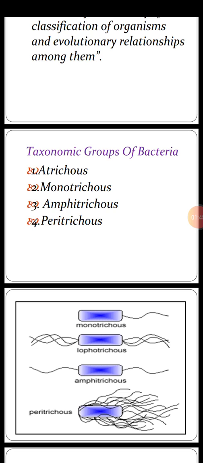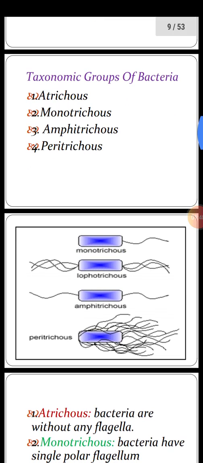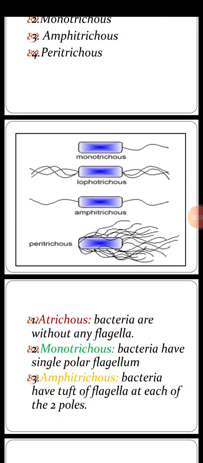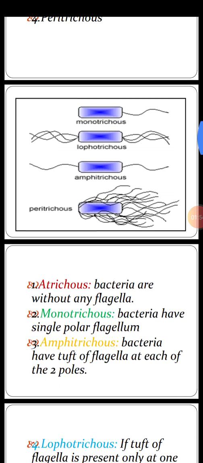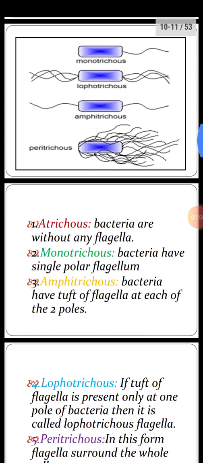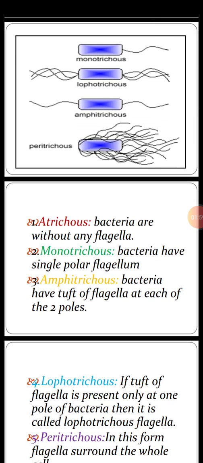Taxonomic groups of bacteria on the basis of flagella are Atrichous, Monotrichous, Amphitrichous, Lophotrichous, and Peritrichous. Pictures are given. Monotrichous bacteria have only one flagellum. Now we will discuss them one by one.